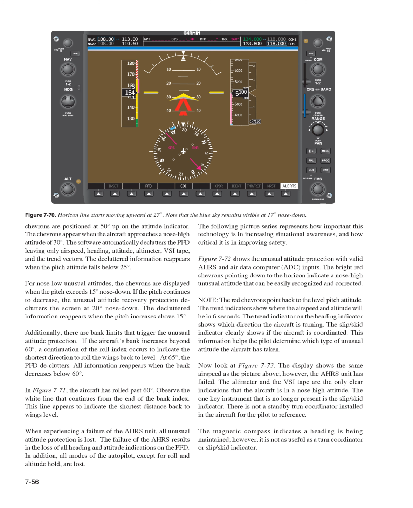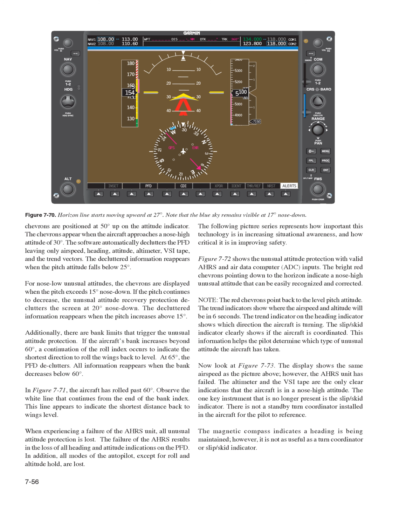Additionally, there are bank limits that trigger the unusual attitude protection. If the aircraft's bank increases beyond 60 degrees, a continuation of the roll index occurs to indicate the shortest direction to roll the wings back to level. At 65 degrees, the PFD declutters. All information reappears when the bank decreases below 60 degrees.